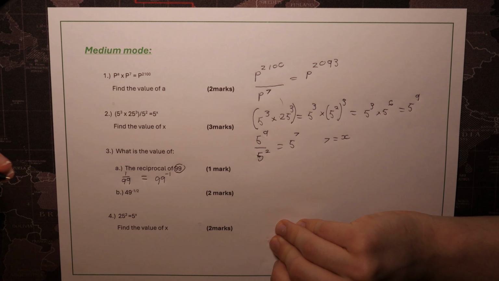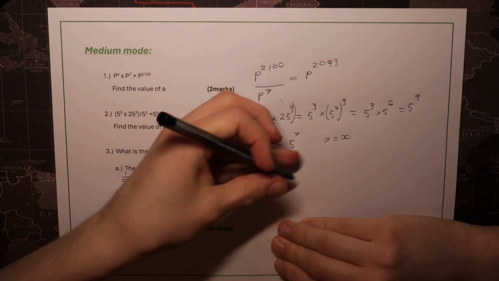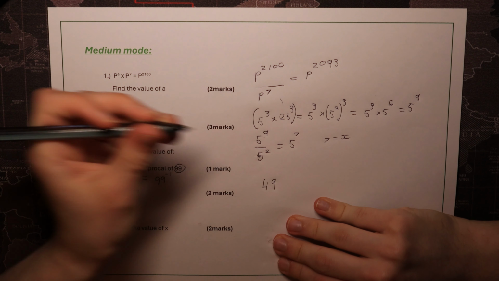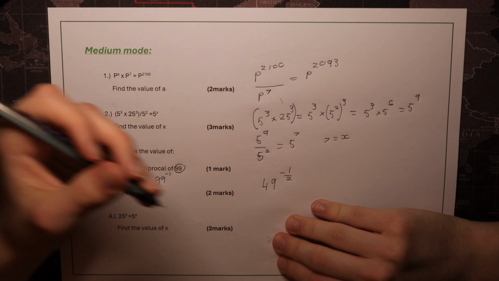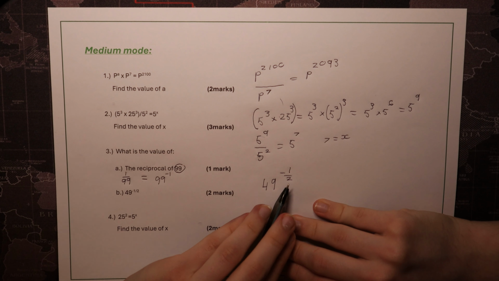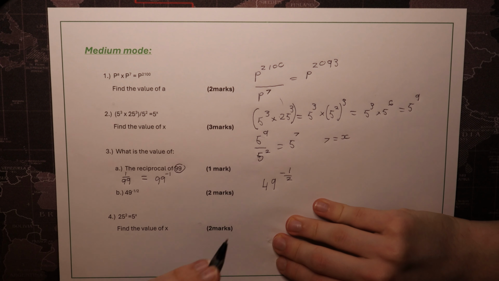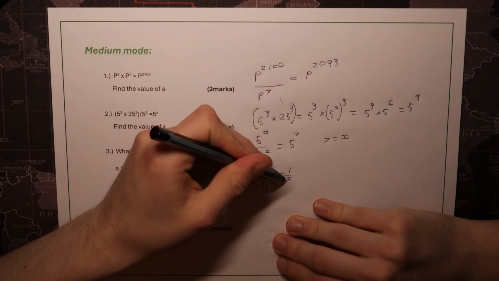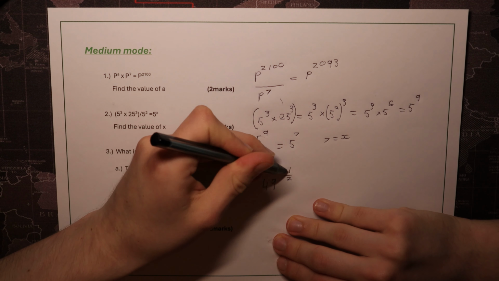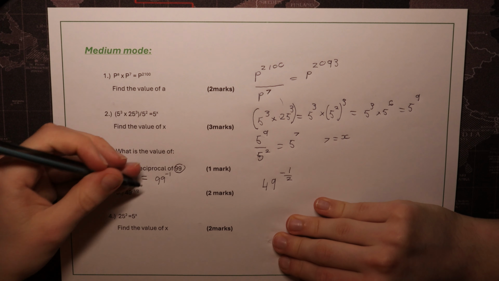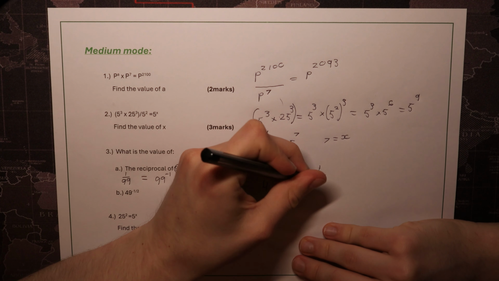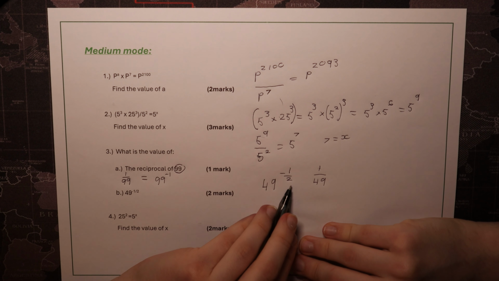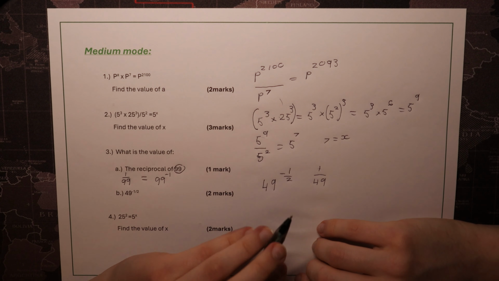So with question 3b now, you've got 49, I'll just write this bigger for you, 49 to the power of minus 1 over 2. Like with easy mode, we just need to now use both our to the power of a half skills and the negative value. So negative value is reciprocal, as I've just said, so it's 1 over 49, and then we know to the power of a half. Now this is another skill.